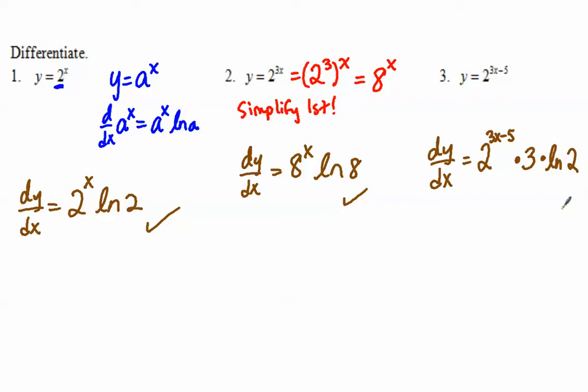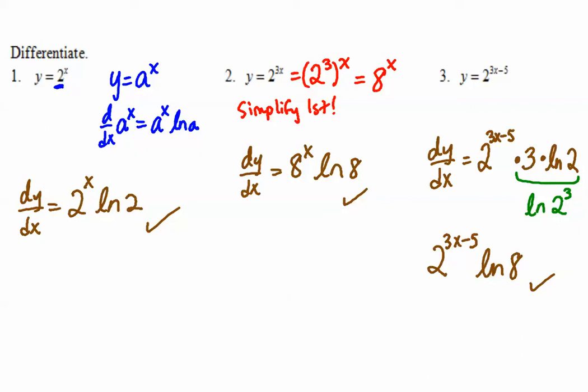There is a derivative. Now it's not as clean as I'd like. Perhaps we use our log properties with this part and rewrite this as natural log of 2 cubed. What is natural log of 2 cubed? 8. So 2 to the 3x minus 5 times natural log of 8. This is probably the cleanest answer we should write.